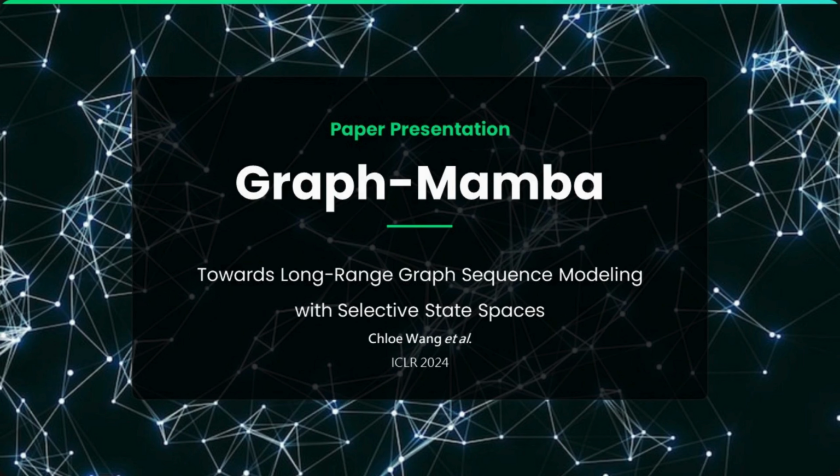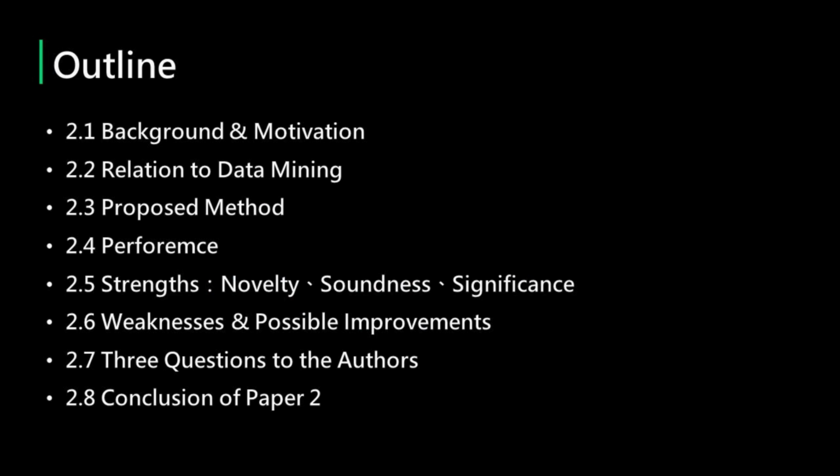Next, we present our second paper, Graph Mamba by Chloe Wong et al., published at ICLR 2024. Here's the outline of this paper. We'll start with the background and its relation to data mining, then introduce the proposed method and performance. After that, we'll discuss its strengths, weaknesses, 3 key questions for the authors, and finally conclude paper 2.